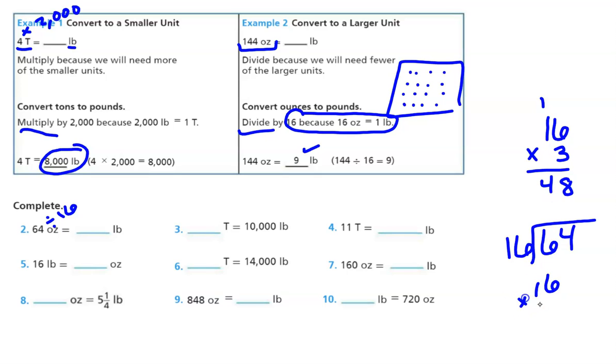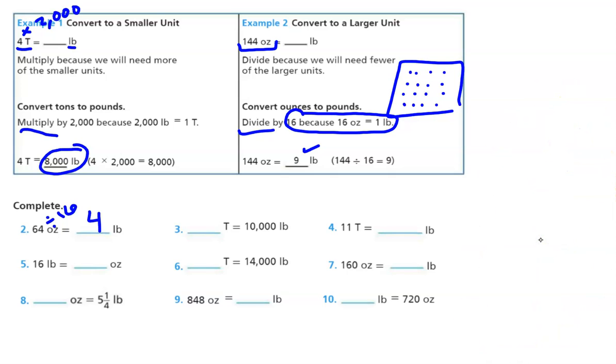So I'm going to try 16 times 4. 4 times 6 is 24. Yep, there we go. 4 times 1 is 4 plus 2 is 6. So that tells me then that there are 4 pounds in 64 ounces. Okay, let me erase that guy. So now let's try another one.